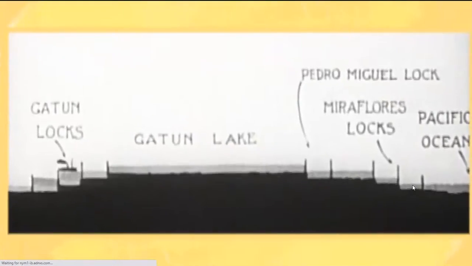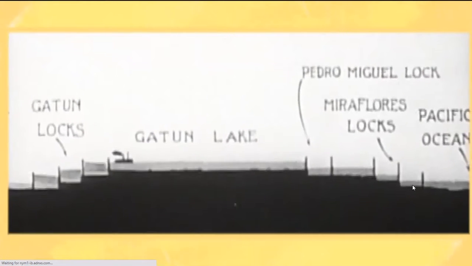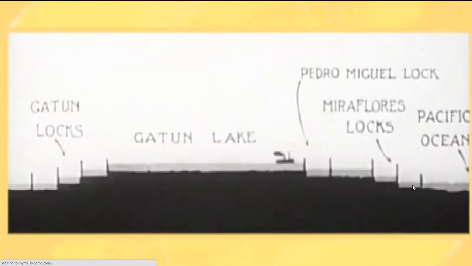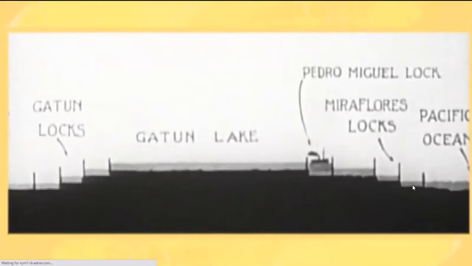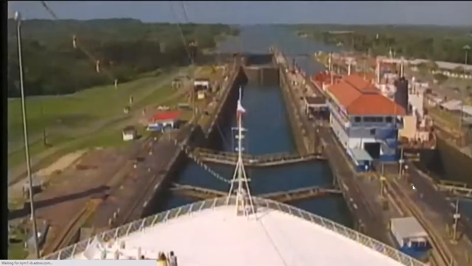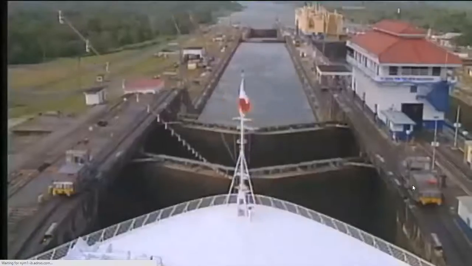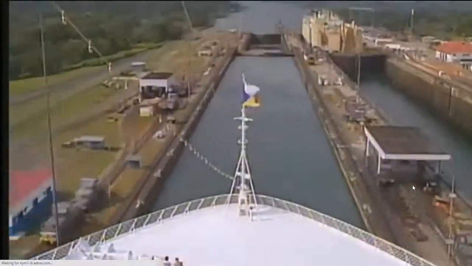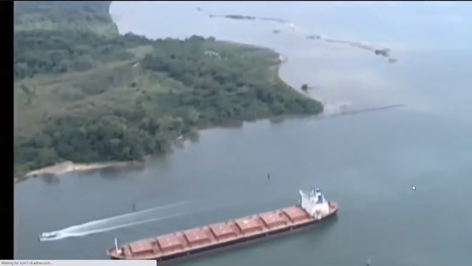The ship rises through 3 locks until it has reached the inland lake. The same thing happens at the other end of the canal, but this time, each lock is drained instead of filled. Once the ship is lowered 85 feet through 3 locks, it is back at sea level.